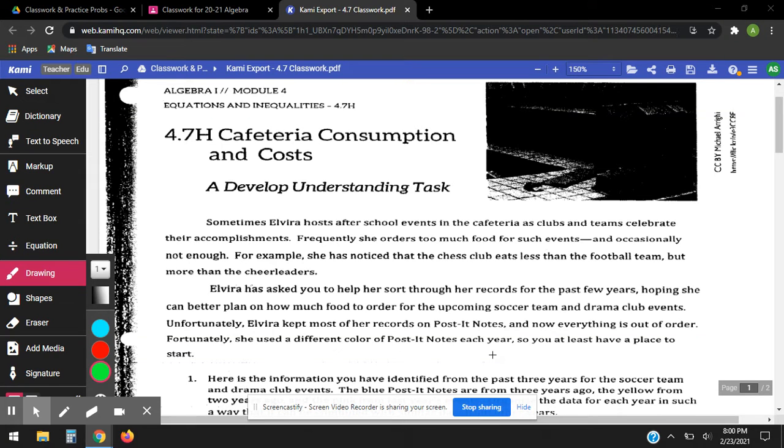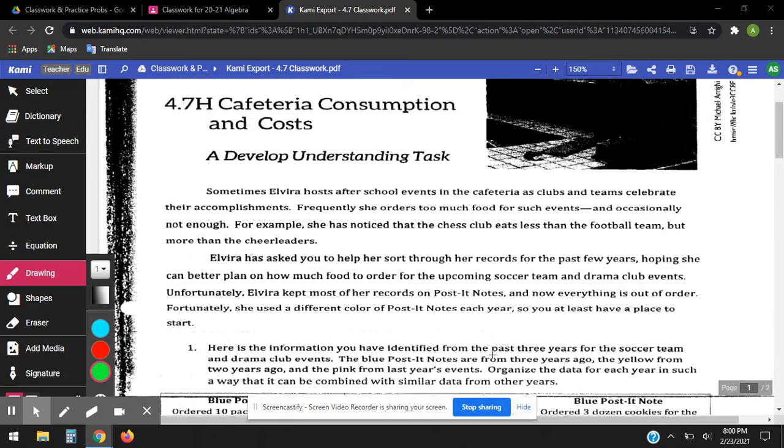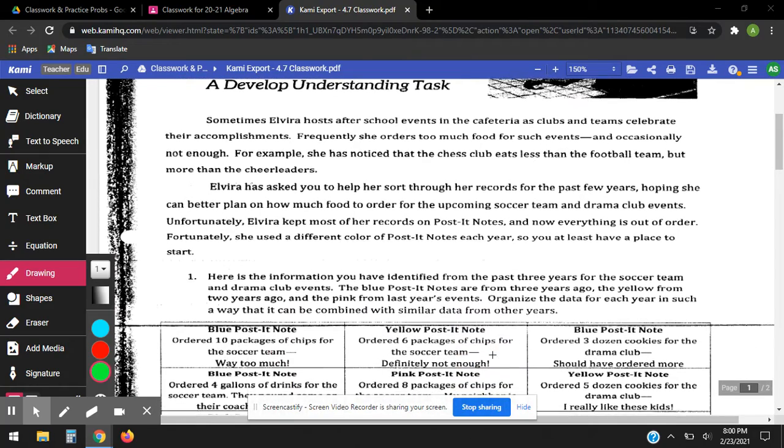Hi, this is Algebra 1, Module 4, Lesson 7, Cafeteria Consumption and Costs. So we're kind of switching gears on this one and learning a new way to organize information.